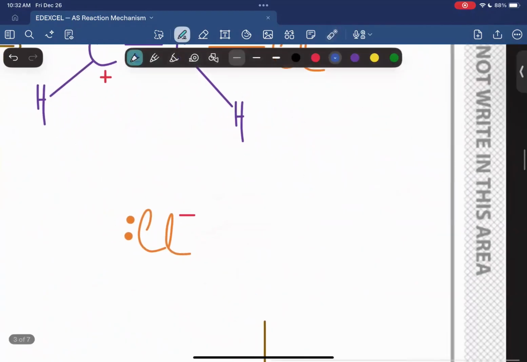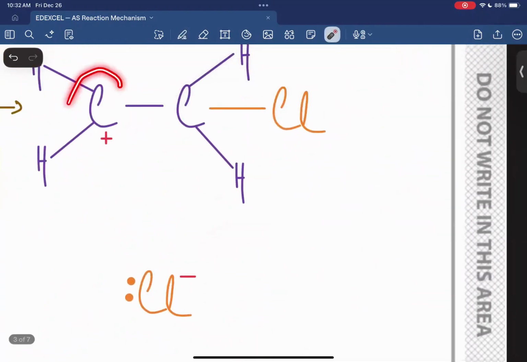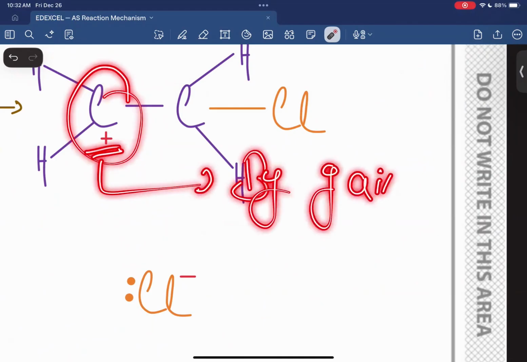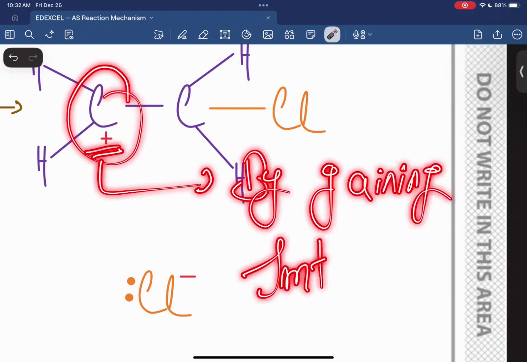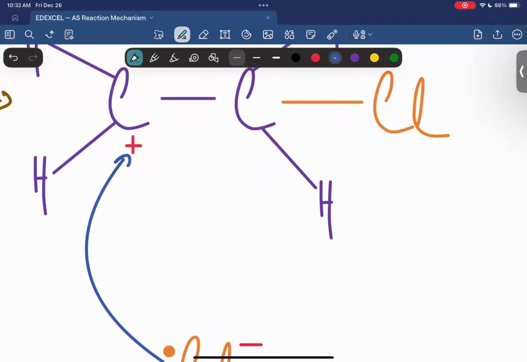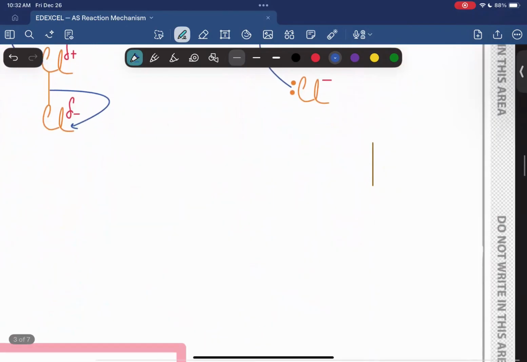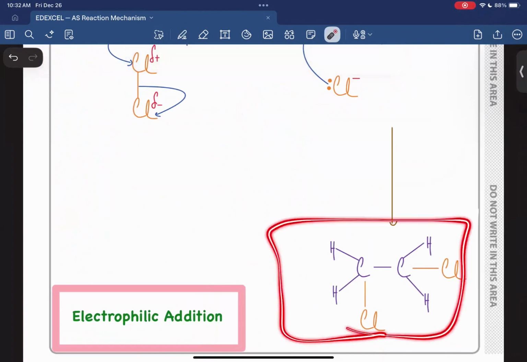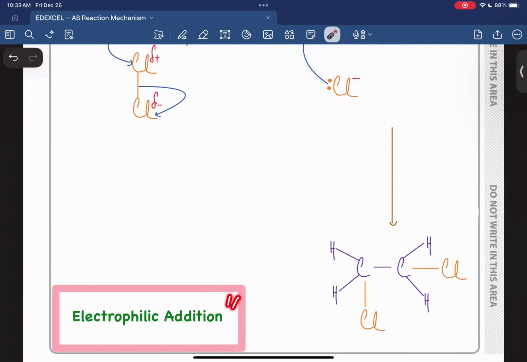And that is basically what happens, because this thing needs to be neutral again. And if this has to be neutral, how is it going to get neutral? By gaining something that is negative. And this basically happens. And as a result, this forms 1,2-dichloroethane. And this reaction is basically what we refer to as electrophilic addition.